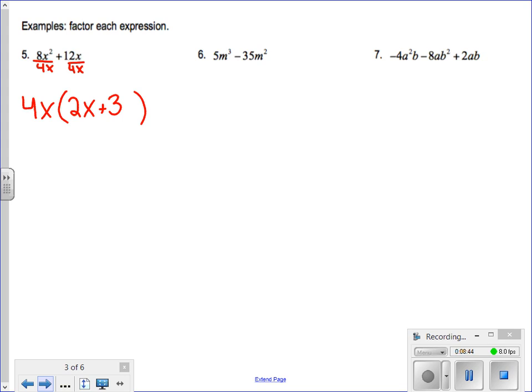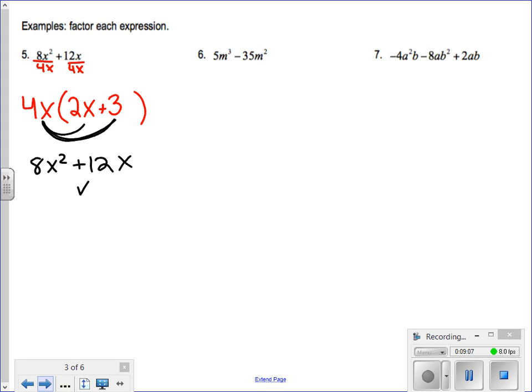Now you could check this answer by distributing the 4x to both terms. So if I had 4x times 2x, that would give me 8x squared. 4x times 3 is plus 12x. Since that is what I started with, I know that I did my work correctly. All right, let's move on to number 6.